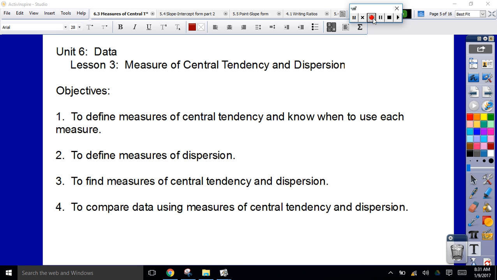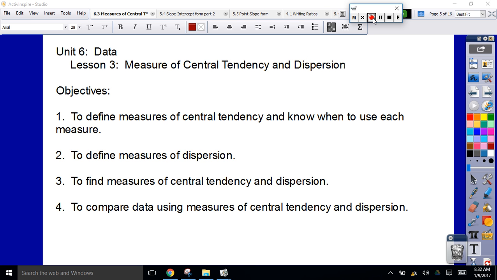So we're defining measures of central tendency, knowing when to use each measure. It's really important that you know when. That's something we touched on a little bit in 7th grade but didn't talk a lot about. We're going to talk about measures of dispersion. We're going to find those measures, and then we're going to be comparing data. Probably number 4 is a big one.